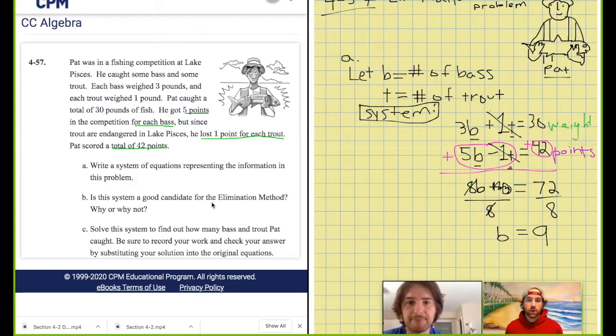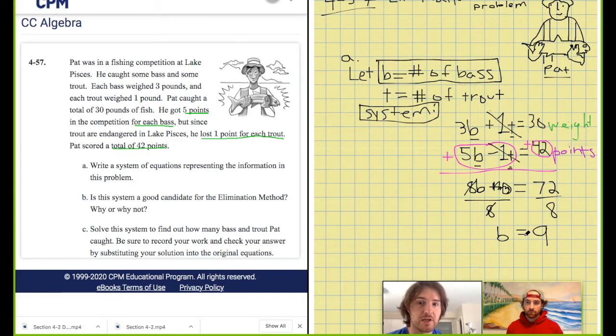So yeah. Process check, Mr. Fortin. What does that mean? What did all this work we just did tell us? Well, that's one of the nice things here, that we've actually defined a variable earlier on. B was defined as the number of bass in the problem. So here, I guess this tells us that he caught 9 bass fish.